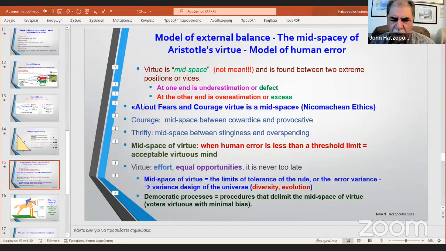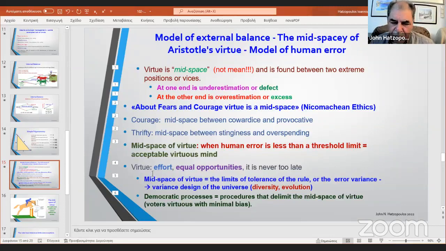The example that Aristotle gives in his book Nicomachean Ethics is about fear and courage. Virtue is a mid-space. We may say that courage is a mid-space between the coward and the provocative. The same thing we may say about thrift, which is the mid-space between stinginess and overspending. Or, if we try to model the human error, we may say that the mid-space of virtue is when the human error is less than a threshold limit. And this mid-space we may call acceptable virtuous performance or virtuous person, etc.